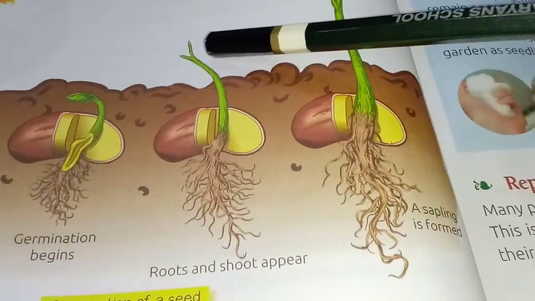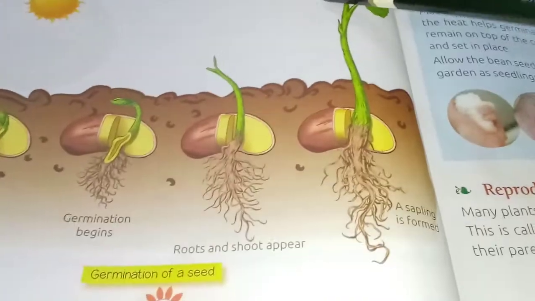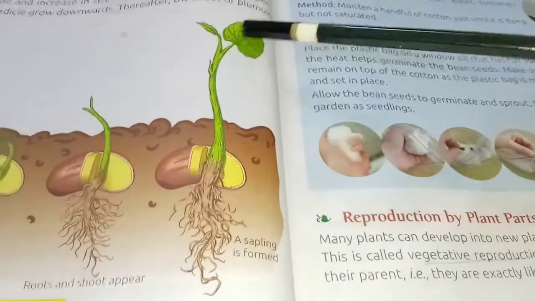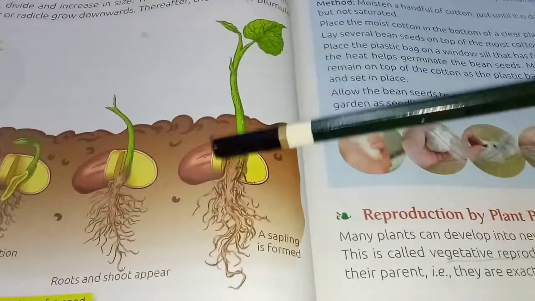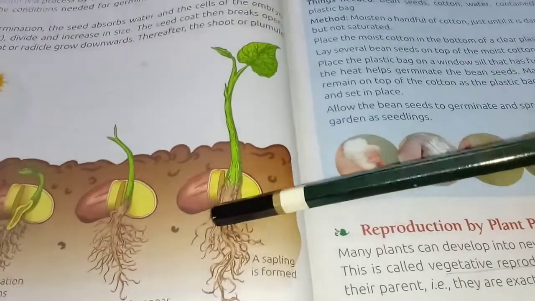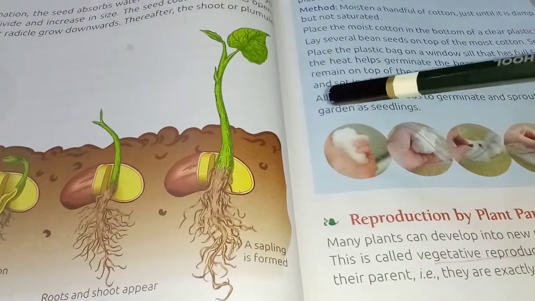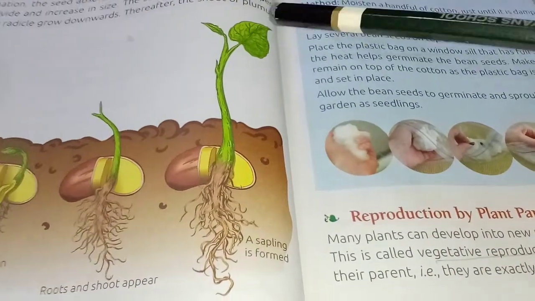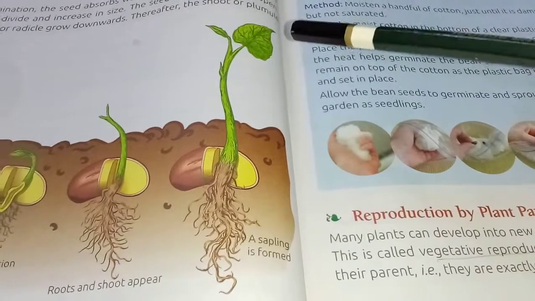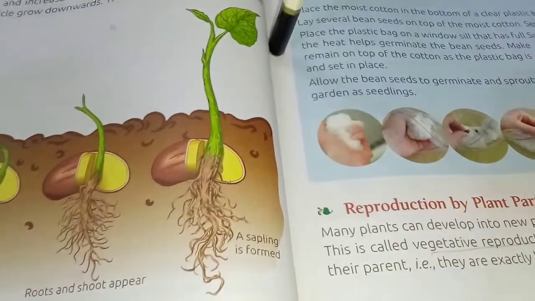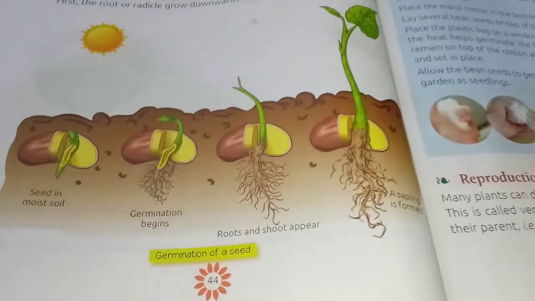When the leaves develop completely, the cotyledons fall off. Later, the branches, buds, flowers and fruits appear. The process of germination is thus completed. This total process is called germination.